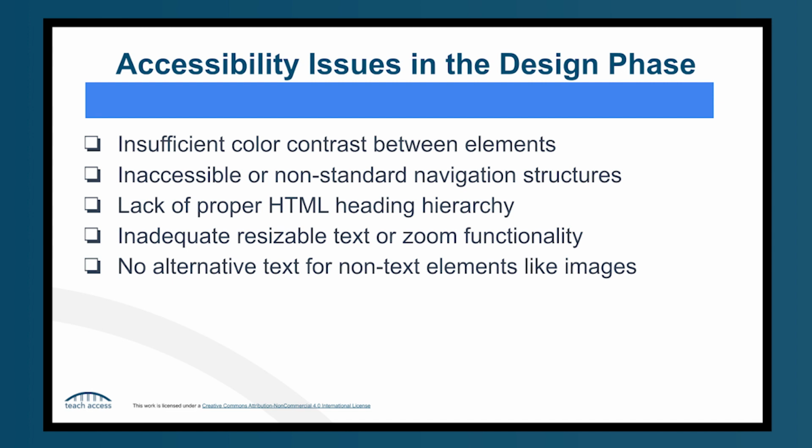An inadequate provision for resizable text or zoom functionality, and an absence of alternative text for non-text elements like images are also common problems. Stakeholders use these technical details to make final product design choices, so understanding fundamental accessibility principles will help to reduce poor design choices.